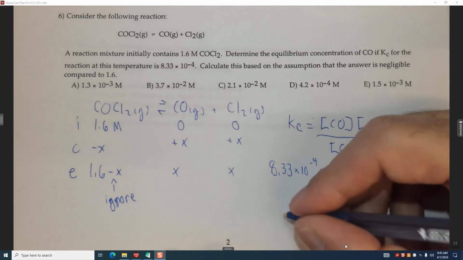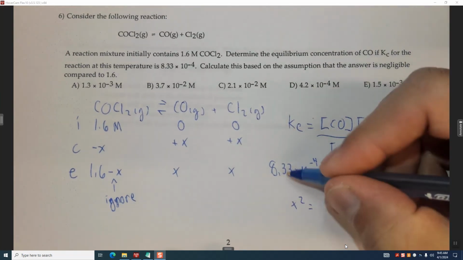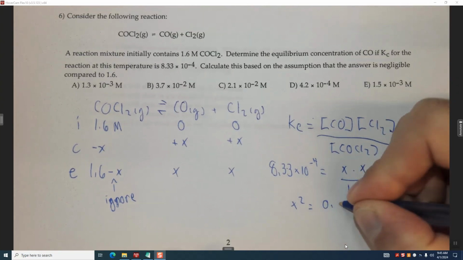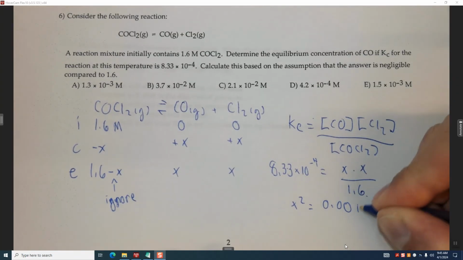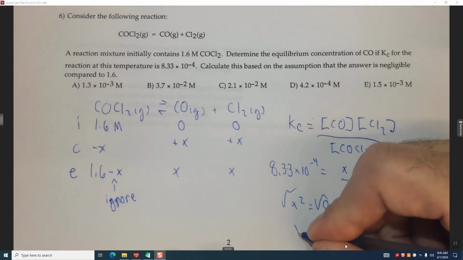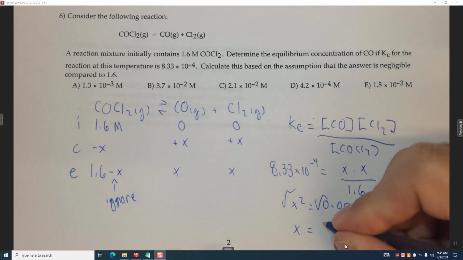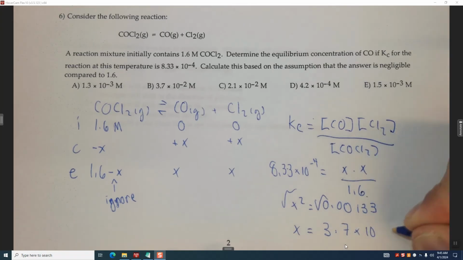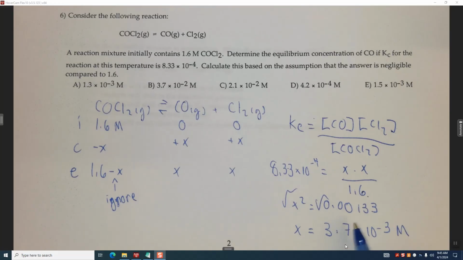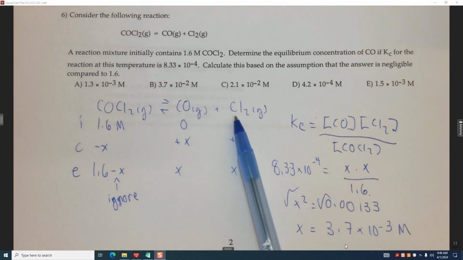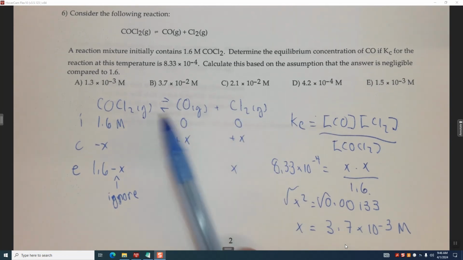Cross multiply, and we find that x squared is equal to this times 1.6, which is going to be equal to 0.00133. Take the square root of both sides, you can ignore the negative answer, and you find that x is equal to 3.7 times 10 to the minus 3 molar. This is the equilibrium concentration of CO. Now, in this case, it also happens to be the equilibrium concentration of Cl2 because they're 1 to 1.